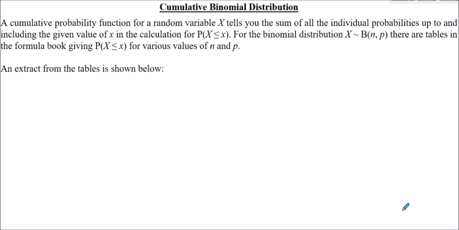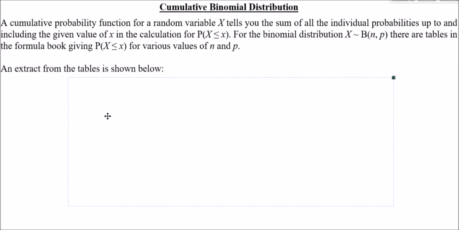So a cumulative probability function for a random variable x tells you the sum of all individual probabilities up to and including the given value of x in the calculation for the probability of the variable being less than or equal to little x. So for the binomial distribution, x following B(n, p), there are tables in the formula book giving P(X ≤ x) for various values of n and p. So there is an extract from the tables below.